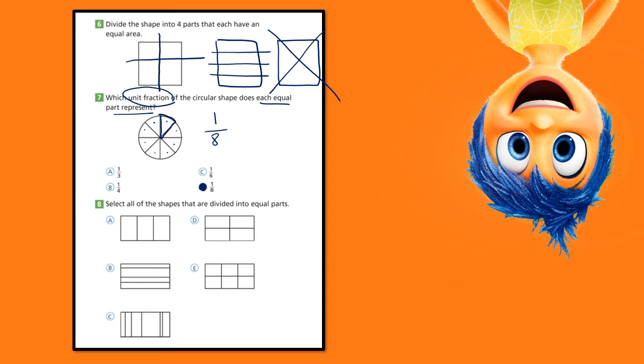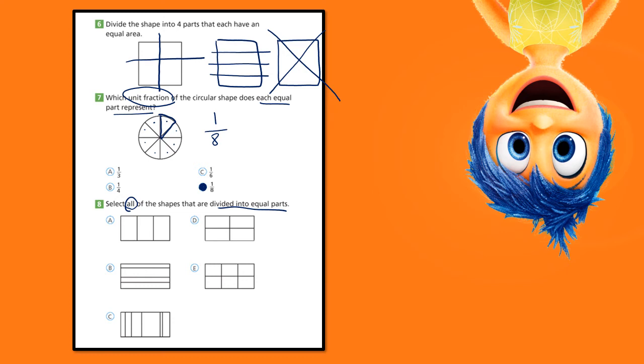Number 8, select all of the shapes that are divided into equal parts. Now remember, boys and girls, this is a question that we struggle with. When it's multi-select, a lot of children select just 1 choice or maybe 2. They're looking for all, so you don't know how many correct answers there are, so we do have to look through all of them. So let's look at A.